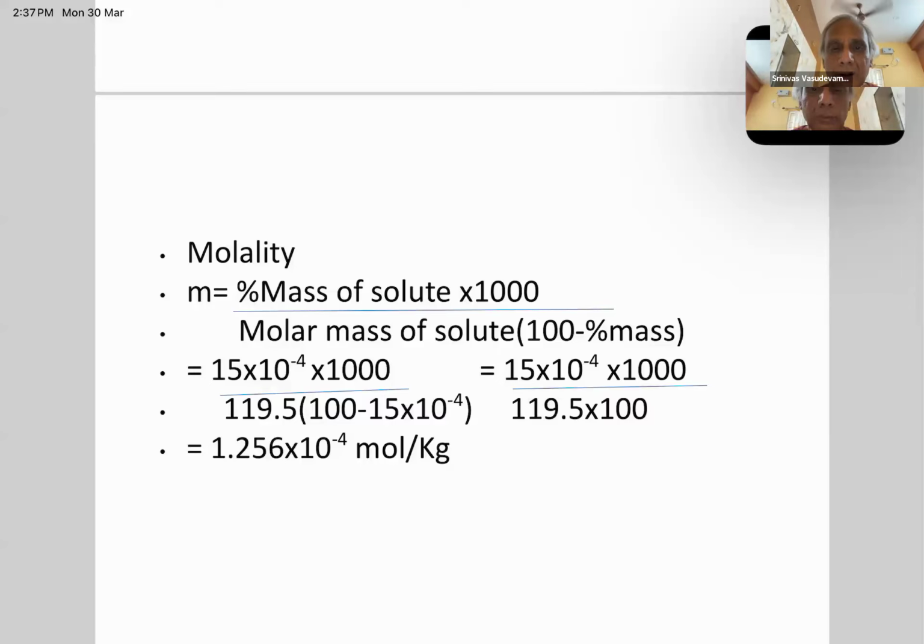Whenever you do a numerical, write the formula clearly, show the substitution clearly, and write the answer with its unit. Unit also carries marks.